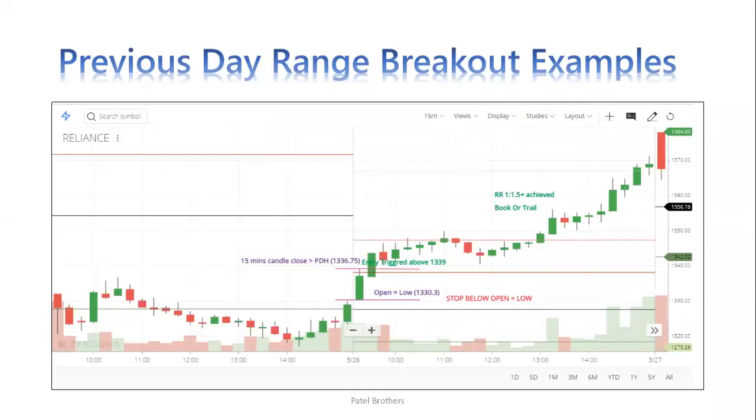The 15 minutes time frame is the intraday heartbeat. For me, it is right. For me, it is the heartbeat.